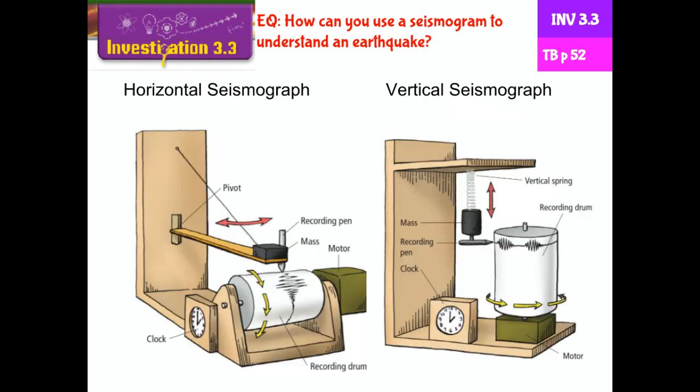And then we're going to talk about the different types of seismographs. There are horizontal seismographs and there's also vertical seismographs. And that would be able to record the different types of forces from the different directions.